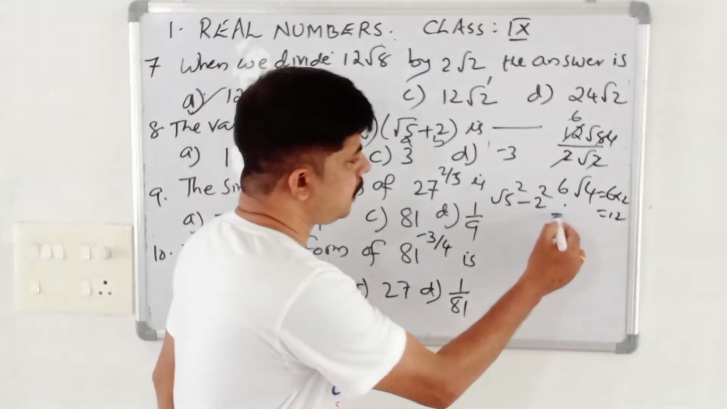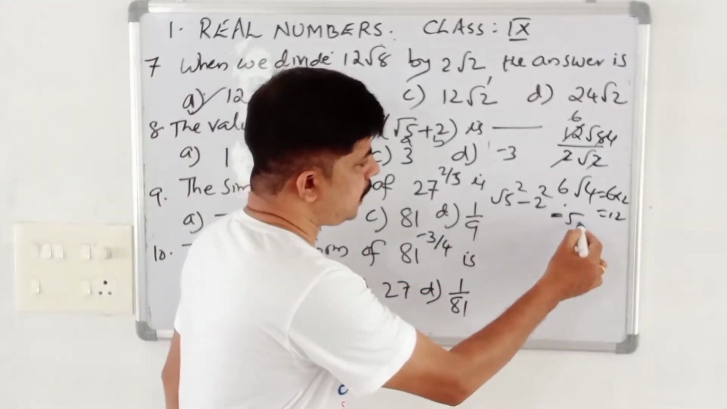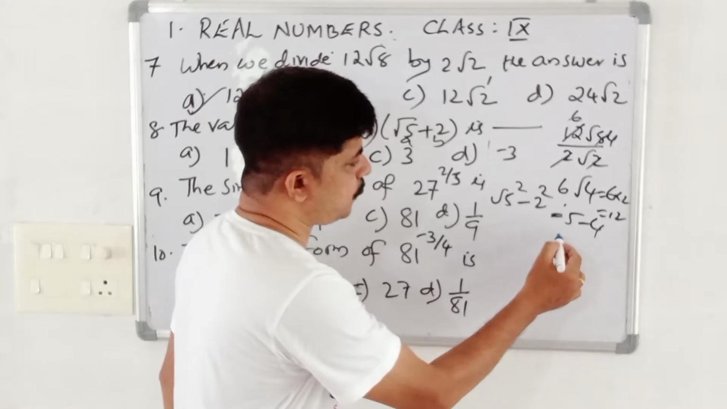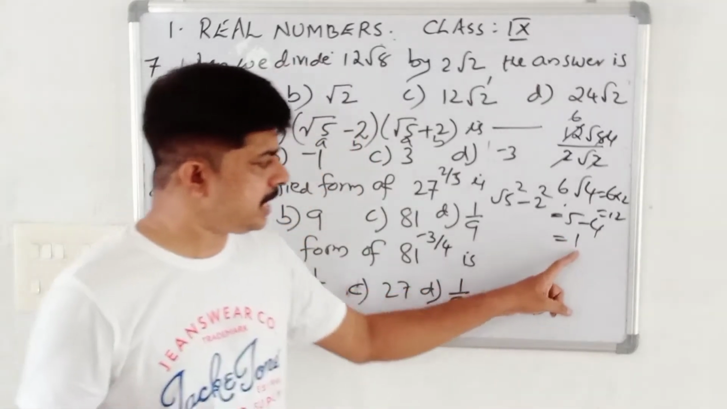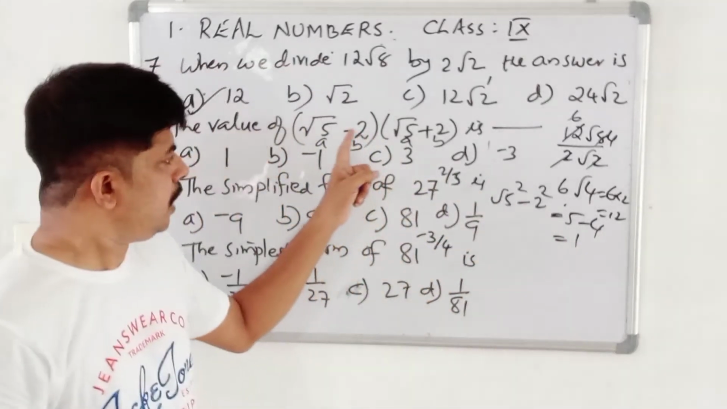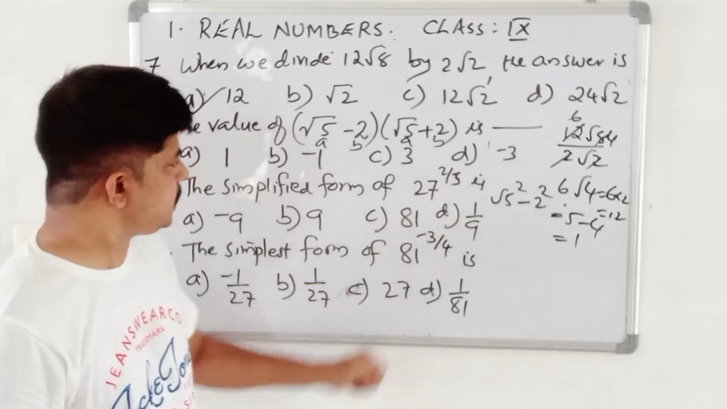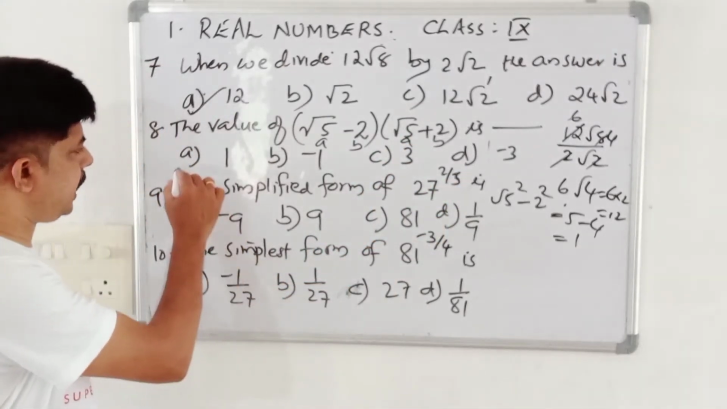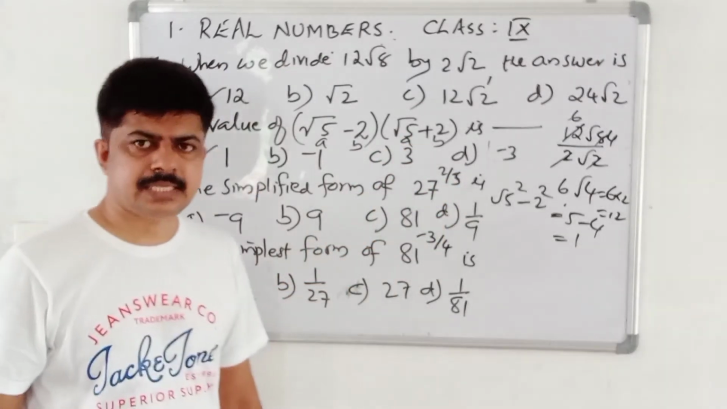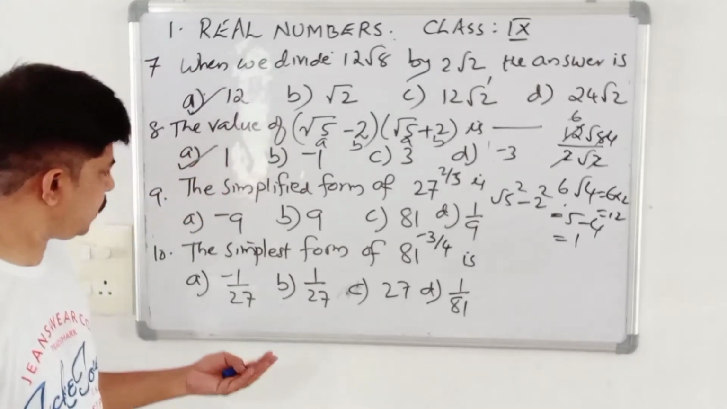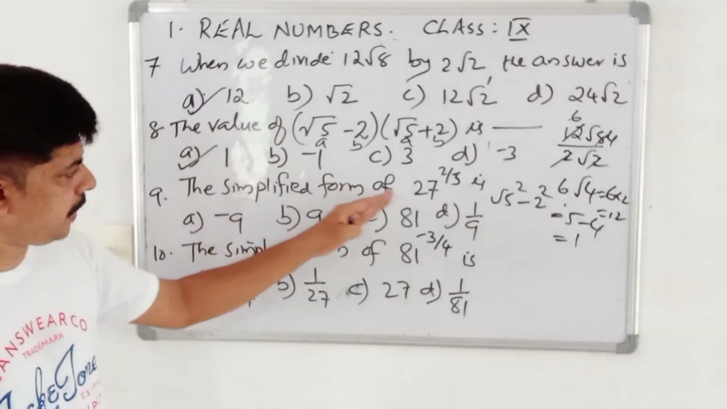What is root 5 square? 5. Root 2 square is 4. Therefore 5 minus 4 is answer 1. Therefore 1 is the value of this product. Therefore our answer is option A, 1 is the right answer. Now let's see our third question. The simplified form of this.